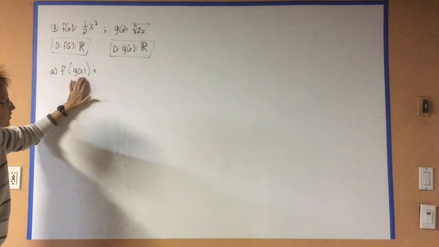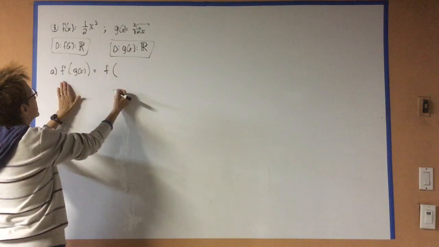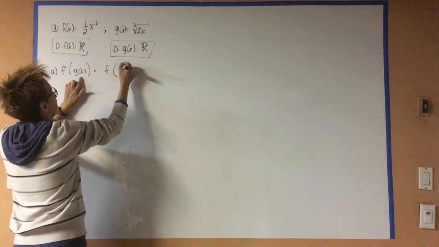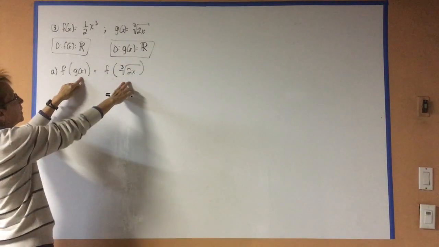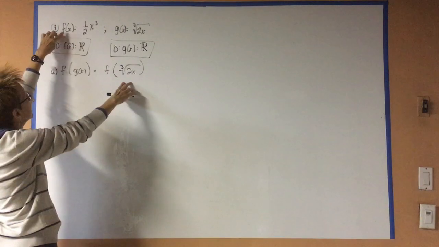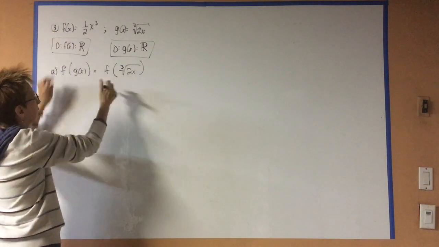So again, this is putting g's function into f. In other words, what I'm evaluating here is f of g of x, where g of x is the cube root of 2x. So I'm going to go to f's function, and anywhere I see an x, I'm going to replace it with the cube root of 2x.